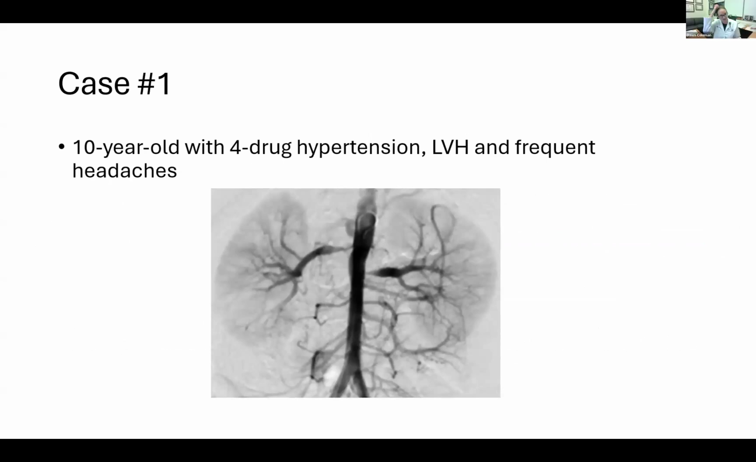All right. So this is our first case. This is a patient who is 10 years old with 4-drug hypertension, and I'll say one of those medications is an ACE inhibitor. Echocardiogram supports left ventricular hypertrophy. The child has blood pressure measurements that are poorly controlled. They're in the 160 systolic, we'll say, and frequent headaches, but otherwise an unremarkable gestational and medical history, no prior surgeries.